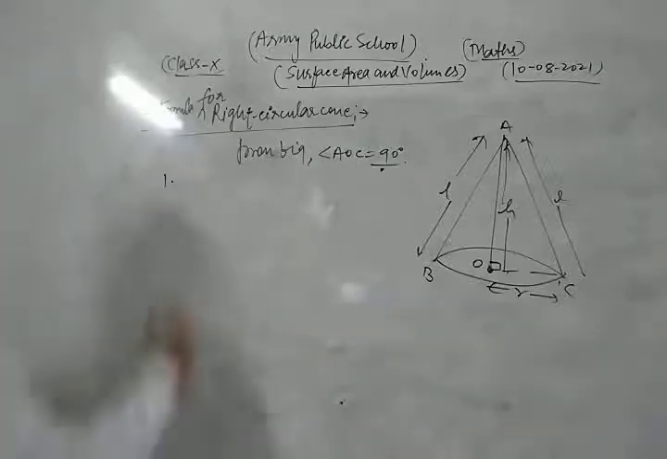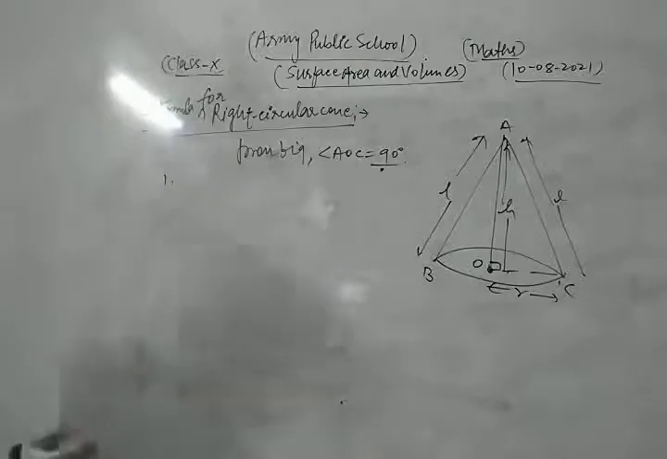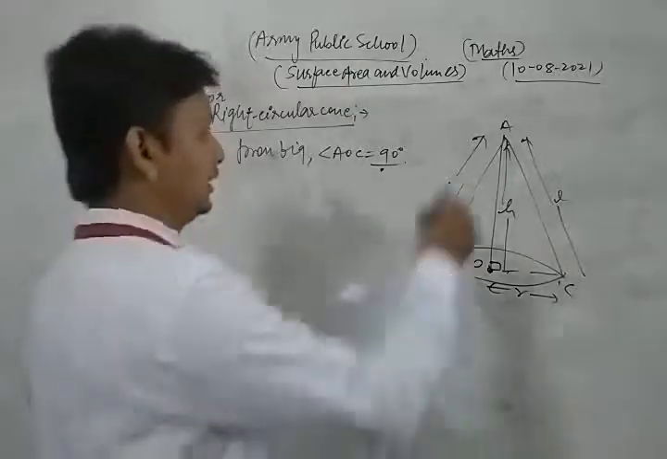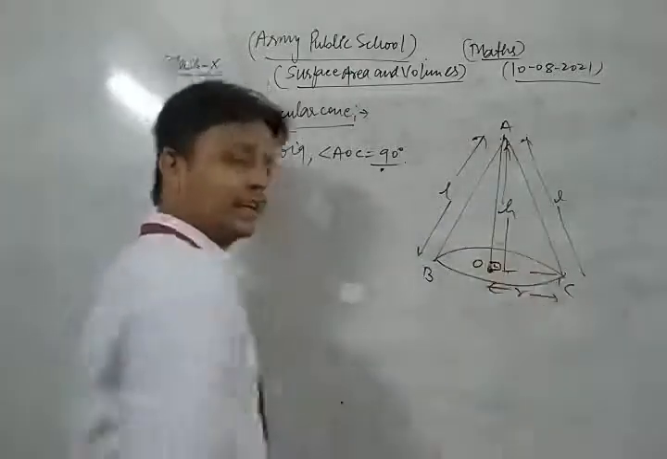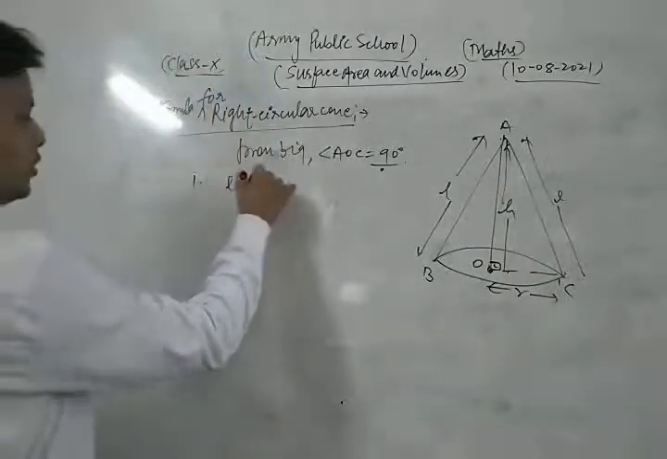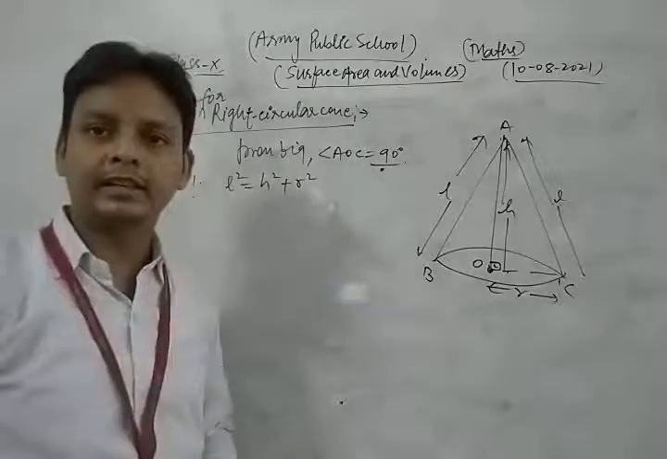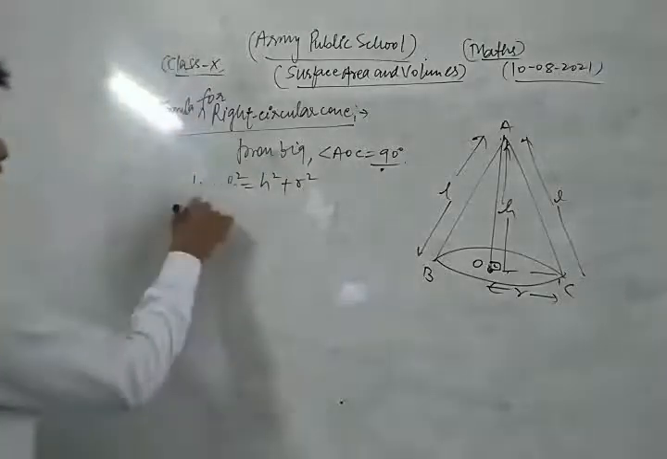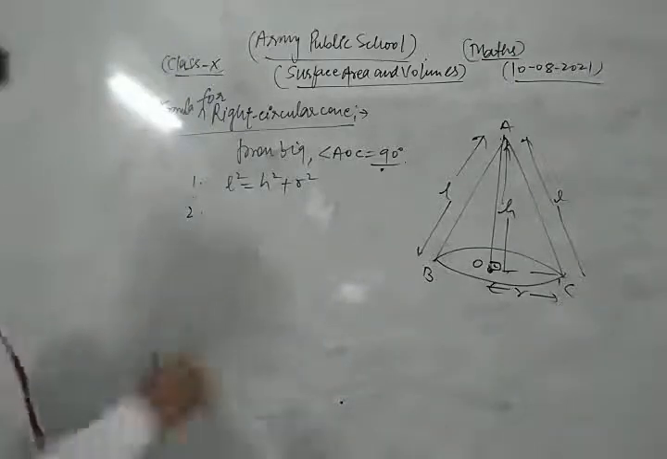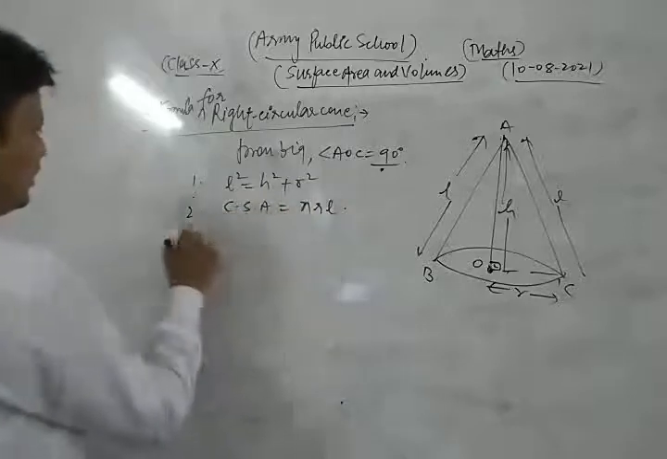The first formula for cone: AOC is a right angle triangle, so the formula is L square equals H square plus R square. This is the relationship between height, slant height, and the radius of the cone. The second important formula is curved surface area. Curved surface area of cone is pi R L.